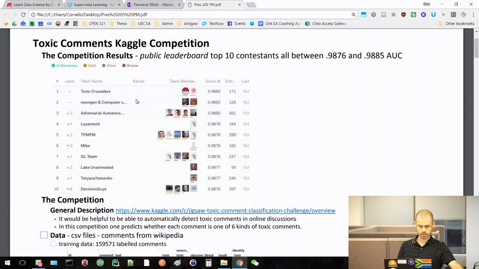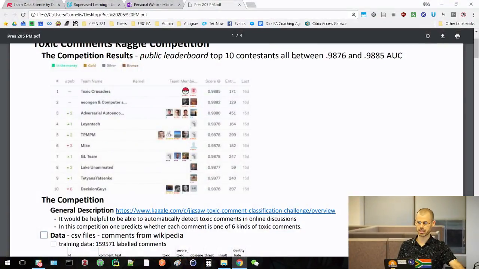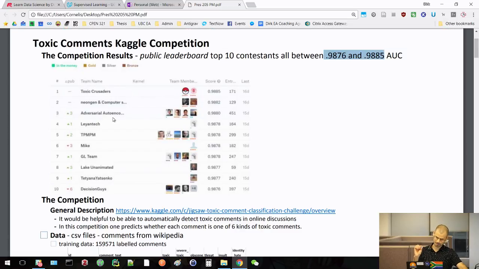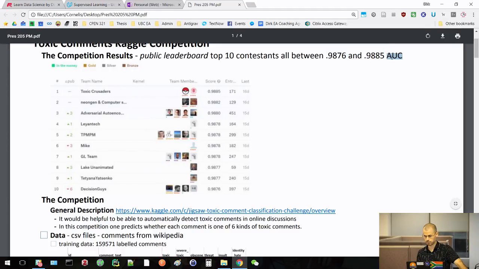All right, so here's a snapshot of the top 10 contestants in the public leaderboard. Actually, I'm not sure if this is the public leaderboard. It might be the private one. You can see the scores are pretty close. The difference between being in the money, which is the top three, or just getting gold, which is everybody else here, is pretty close. So you're just trying to get those last few points. The scoring is by the area under the curve. We'll go over that in more detail.